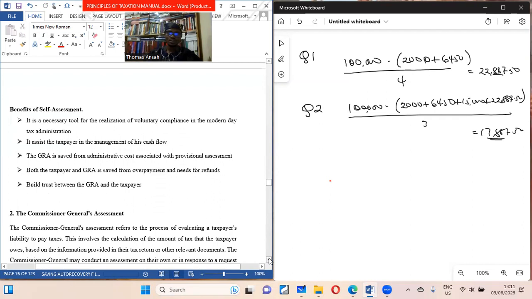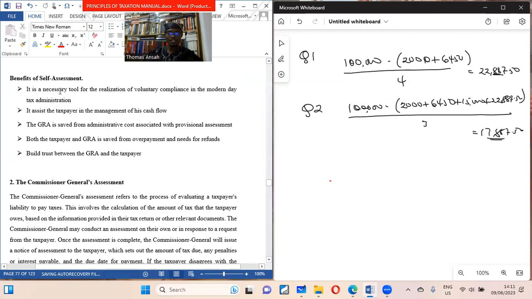So we talk about benefit of assessment. That is what you have. It's a necessary tool for voluntary compliance. It assists the taxpayer in management of their cash flow. GRA is saved from the administrative cost associated with the Commissioner General's assessment, because they will have to print it and all those stuff. But these days, I don't think they need to print. They just have to upload it on your platform. And every day, since you are an accountant and you are face-to-face with your platform, you have it. So they don't need to print it.